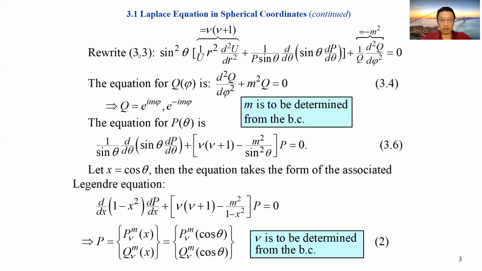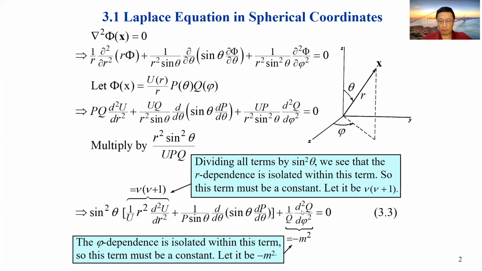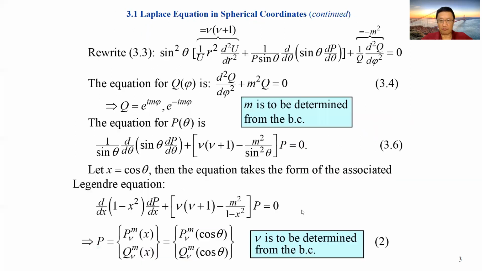Let's rewrite equation 3.3 again. This one, let's consider this one first. So it becomes here, the square q d phi. But we remember it's a partial, because we separated them. So from partial derivative it becomes total derivative. So the solution for this one is easy. Two parts: exponential i m phi and exponential minus i m phi.